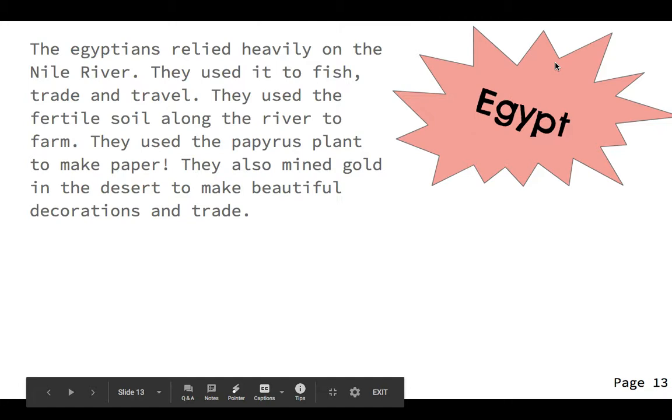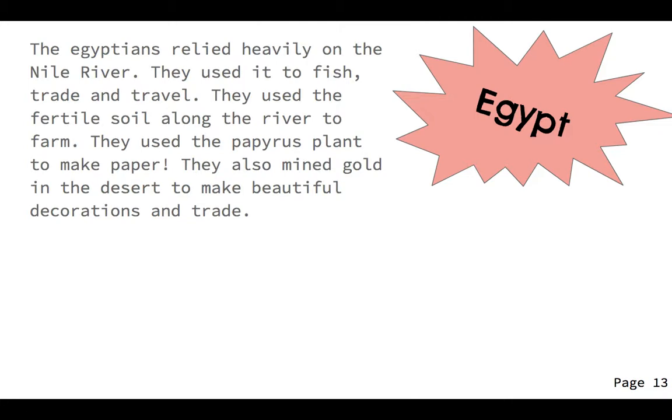So Egypt, the Egyptians relied heavily on the Nile River. They used it to fish, trade, and travel. They used the fertile soil along the river to farm. They used the papyrus plant to make paper. They also mined gold in the desert to make beautiful decorations and trade. So you could probably pick out some of the jobs that the Egyptians had just by reading this paragraph. But I'm going to show you the chart that I made.